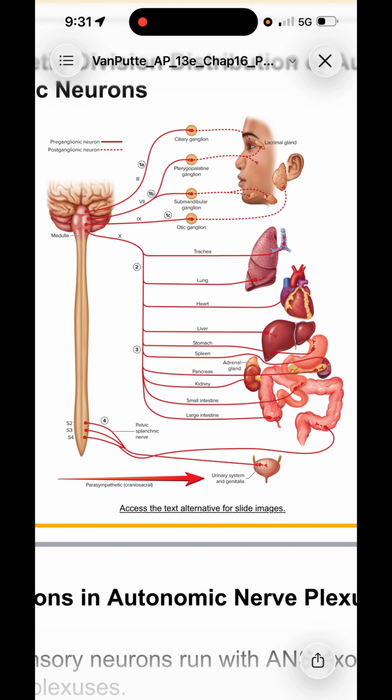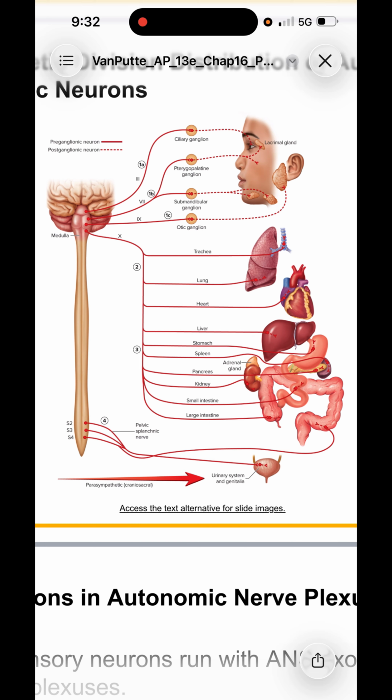Preganglionic neuron, postganglionic neuron, medulla, S2, S3, S4. 1A: medulla, III, ciliary ganglion. 1B: VII, pterygopalatine ganglion, lacrimal gland, submandibular ganglion. 1C: IX, otic ganglion.